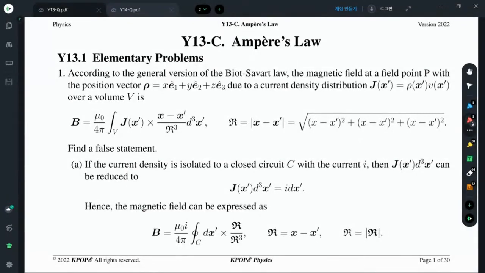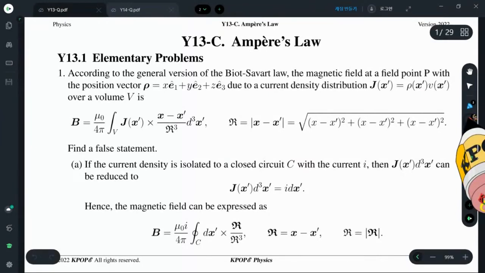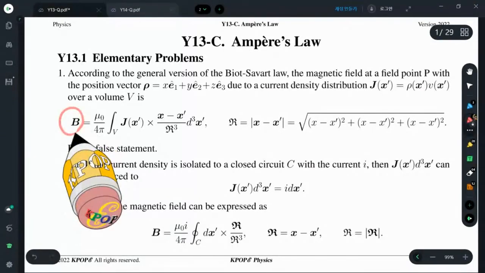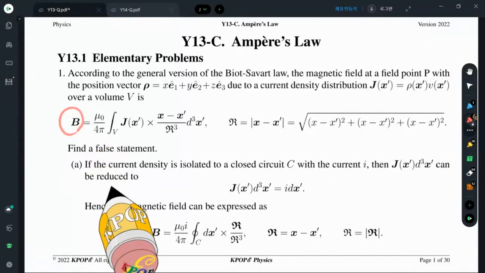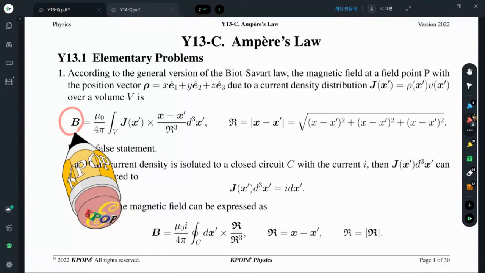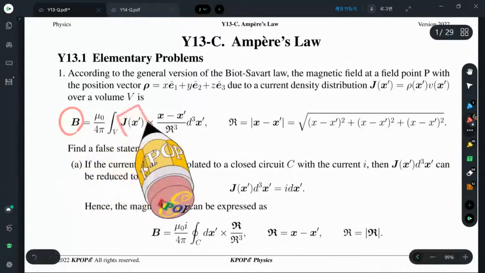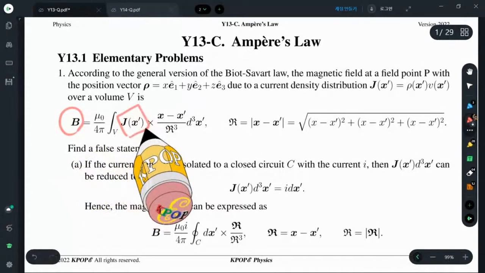Y13 Ampere's law. Biot-Savart law determines the magnetic field. In general, a magnetic field is generated by the current density.